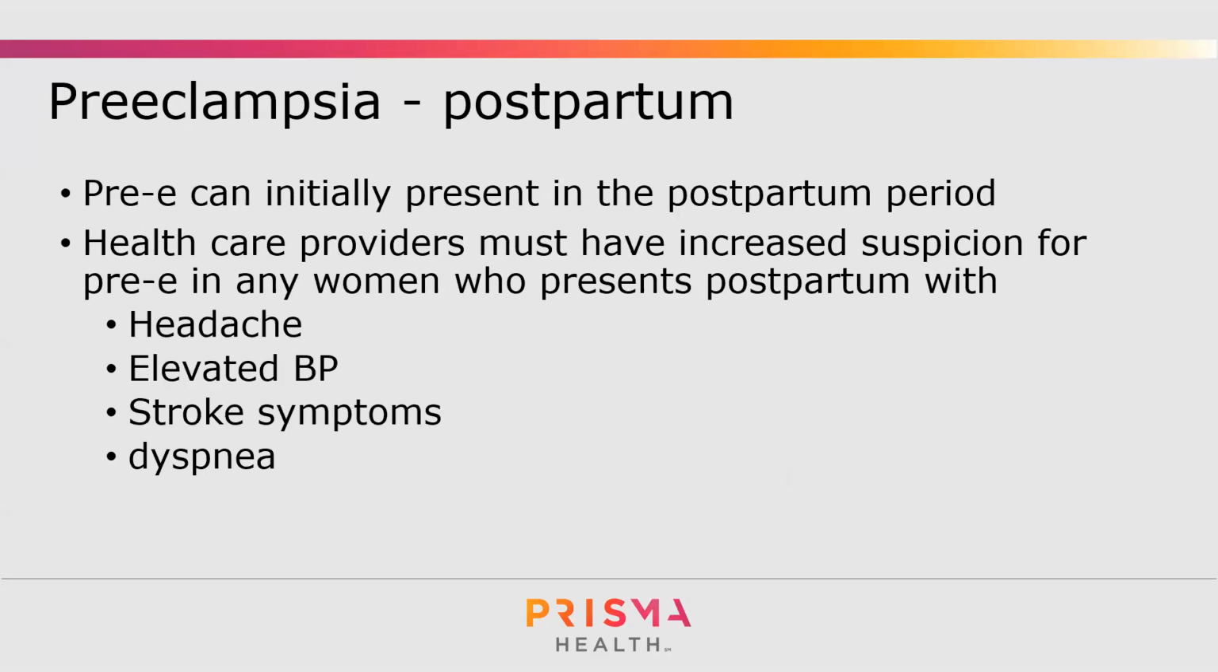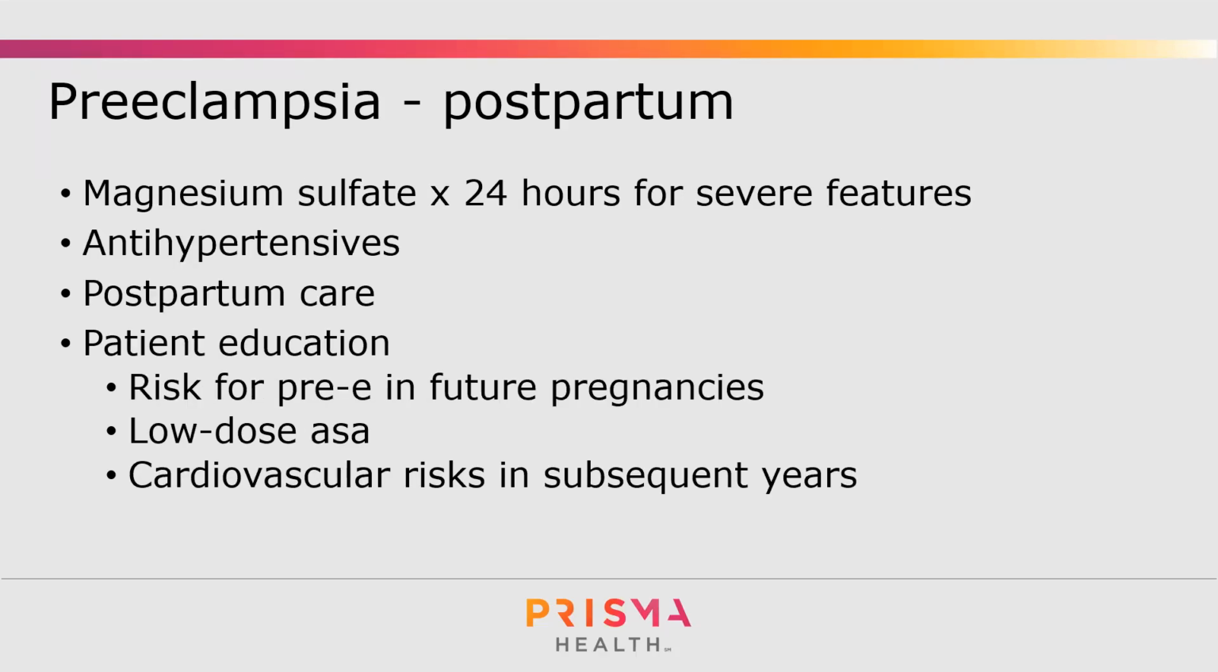Postpartum, really important. Preeclampsia can present in the postpartum period for the first time in the whole pregnancy. So it is incredibly important for healthcare providers to have increased suspicion for preeclampsia in any woman who presents postpartum with any of these symptoms. Emergency rooms need to be aware, urgent cares, primary care, and obviously obstetrics providers. We give magnesium sulfate for 24 hours for patients with severe features of preeclampsia, and that's for seizure prophylaxis and routine postpartum care and blood pressure medications. And then we educate them about the risk for preeclampsia in future pregnancies.